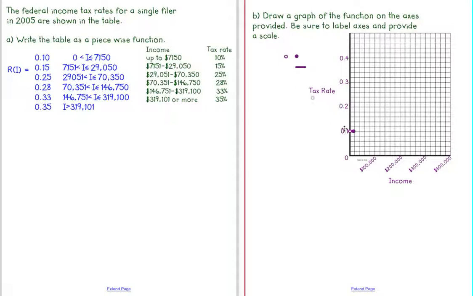And then at 7151, it's going to jump up and go to a 15% tax rate. So I think I've got 5 between these: 1, 2, 3, 4, 5. So if I need 15%, every one of these is 2, so 2 for about halfway through here, and then it's going to continue to the 29,50.